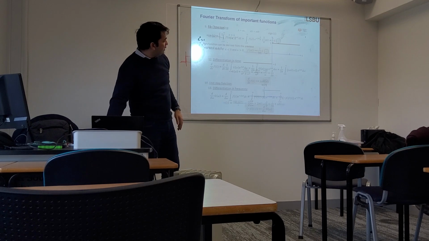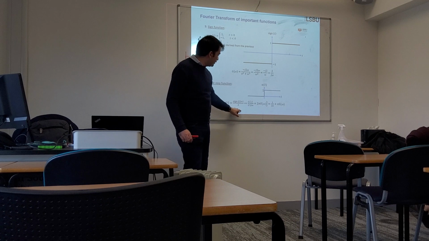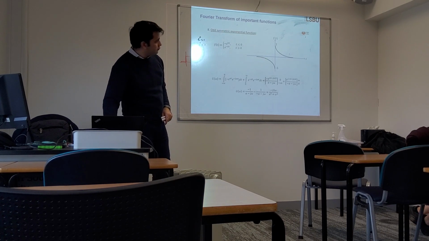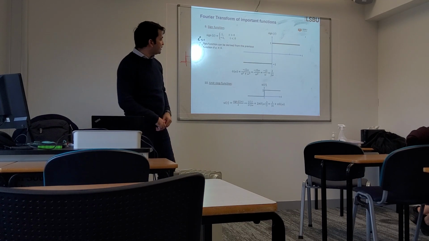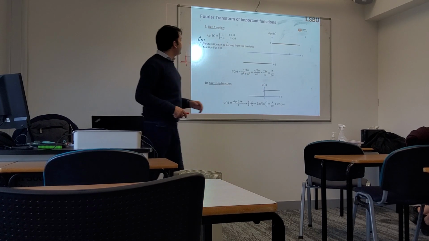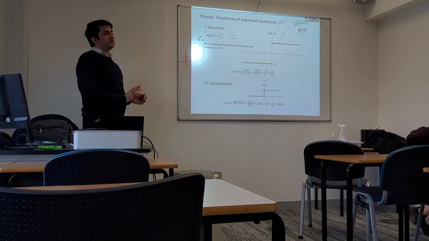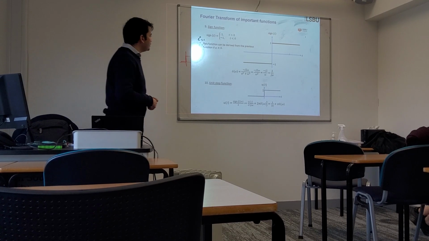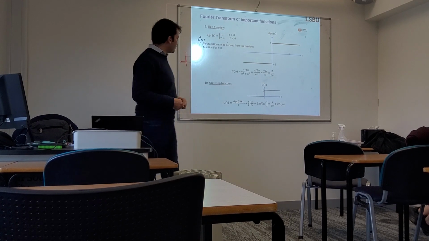So instead of going through this whole thing, if I simply put a equals to 0, I will get this equation, which is 2 by j omega. So if ever you get a sign function, which we more likely get in many applications, you can simply write the Fourier transform as 2 by j omega. You don't need to calculate it.